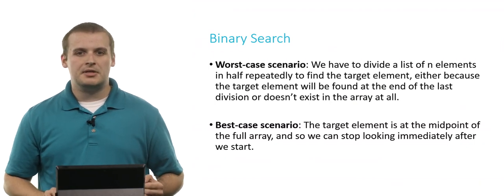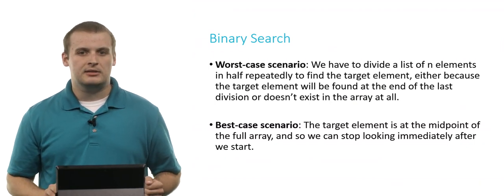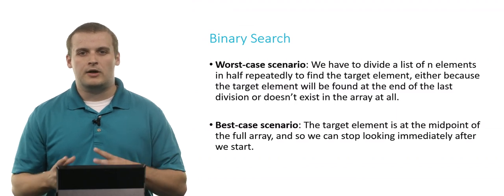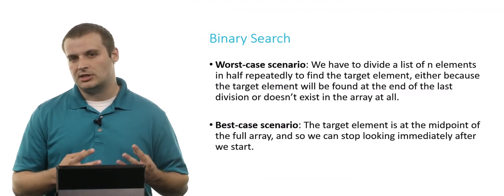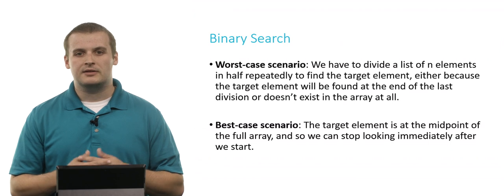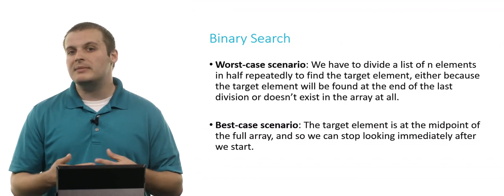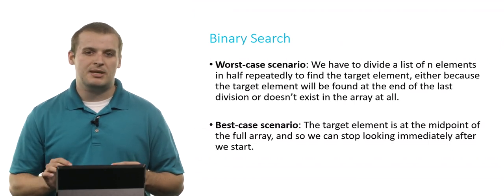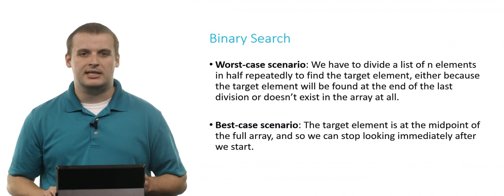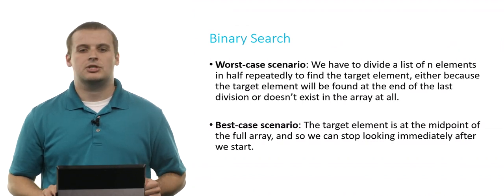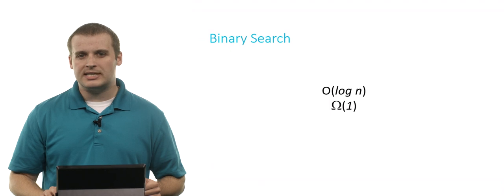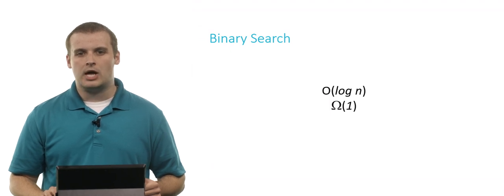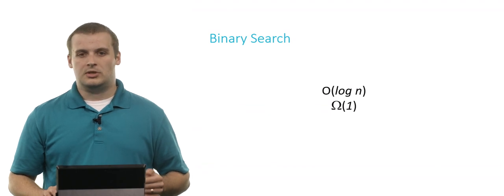What's the best case scenario? Well, the first time we calculate the midpoint, we find what we're looking for. In all of the previous examples on binary search we've just gone over, if we had been looking for the element 15, we would have found that immediately. That was at the very beginning. That was the midpoint of the first attempt at a split of a division in binary search. And so in the worst case, binary search runs in log n, which is substantially better than linear search in the worst case. In the best case, binary search runs in omega of 1.